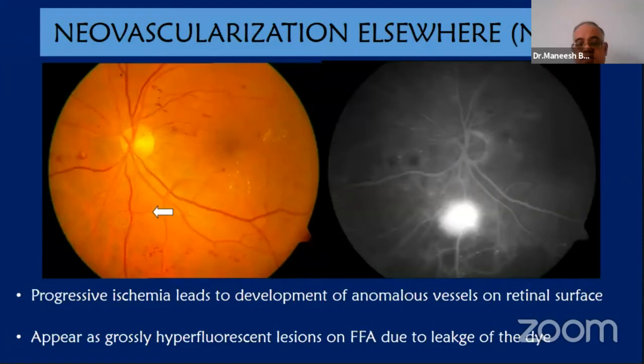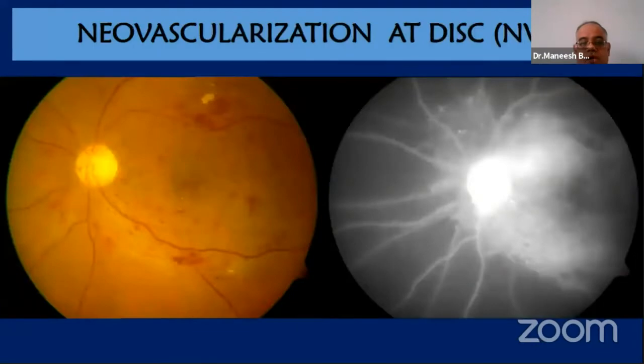Neovascularization is a progressive ischemia which leads to development of anomalous vessels on the retinal surface, and they appear as grossly hyperfluorescent due to leakage of dye. If that happens on the retina elsewhere other than the optic nerve head and 1 disc diameter away from it, it's called neovascularization elsewhere, while at the optic nerve or 1 disc diameter around it, it is usually neovascularization at disc. This is an image of neovascularization at disc with extensive capillary non-perfusion and ischemic retina here.